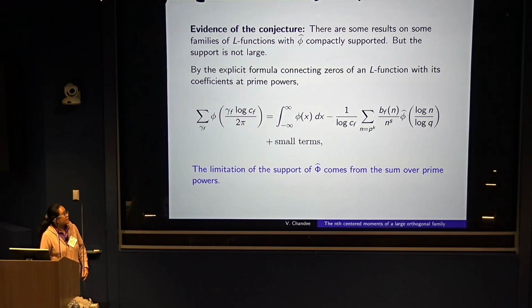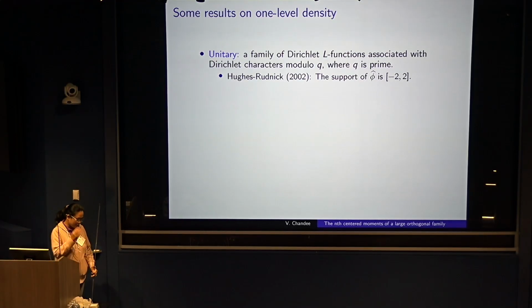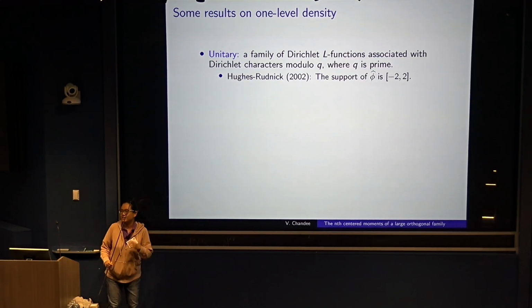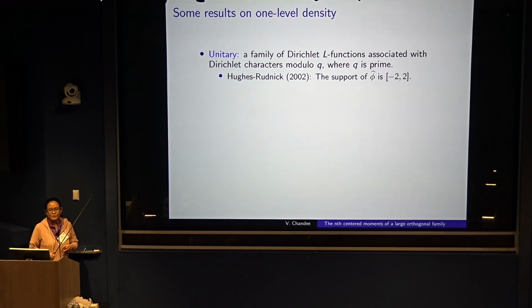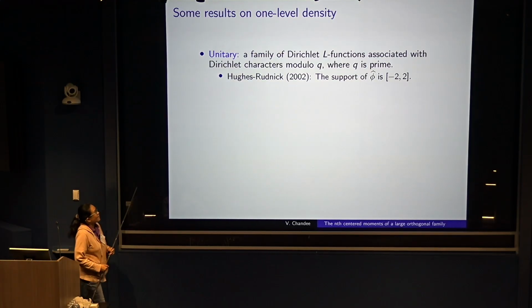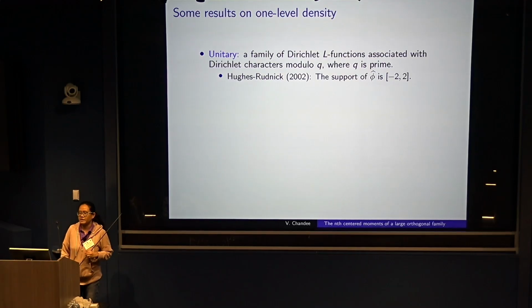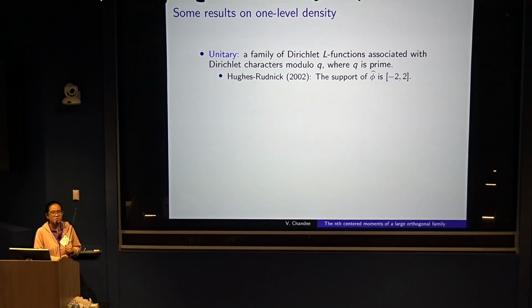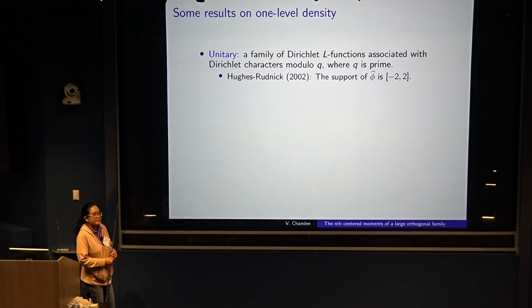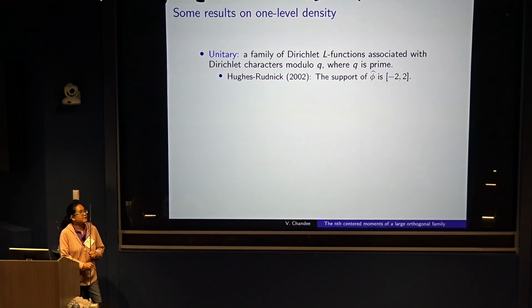Now let's see what we have, for example. As I mentioned, there are several works on that, but I'll just pick only two in this talk. The first family is a family of Dirichlet L-functions associated with Dirichlet characters modulo Q, and you want Q to be a prime number. This was done by Hughes and Rudnick in 2002, and their support for phi hat goes to -2, 2.